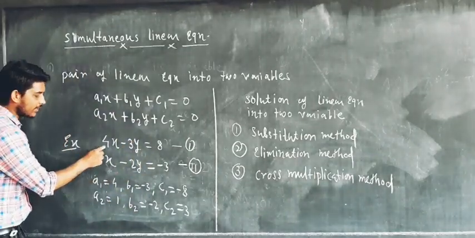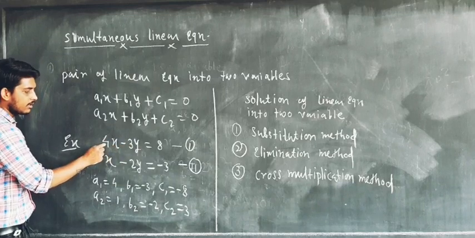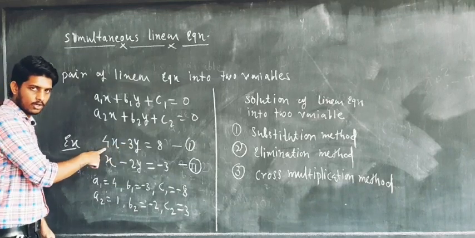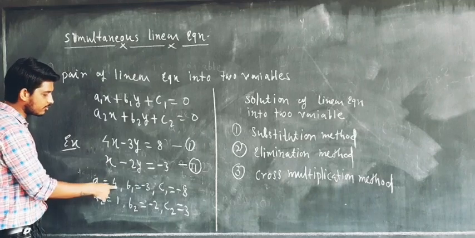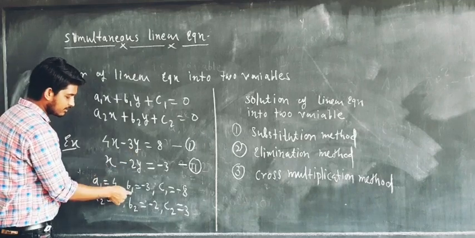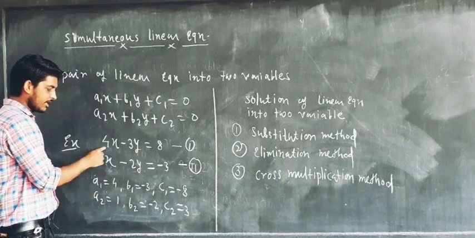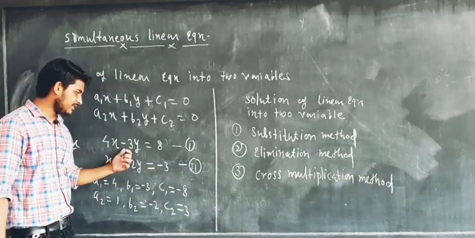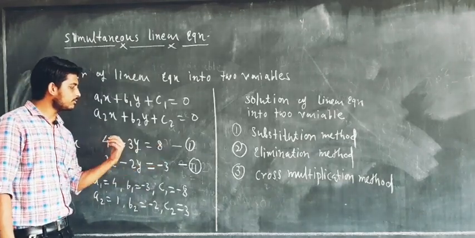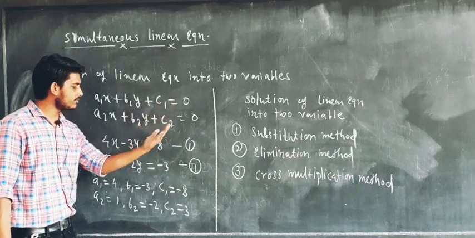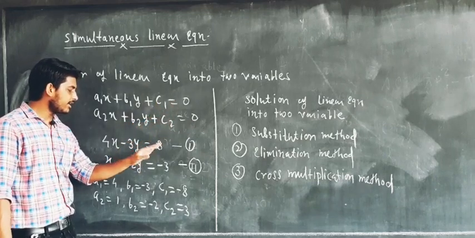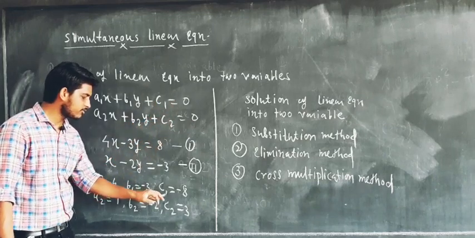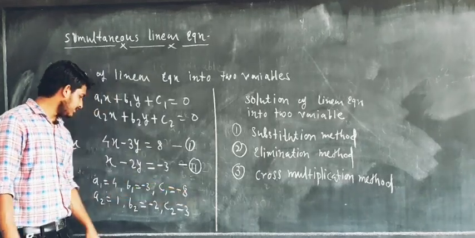So what is the value of a1? In the first equation, the coefficient of x is called a1, so the value of a1 is 4. b1 is minus 3. a1 is 4, b1 is minus 3, and plus 8 will come to the other side, where the 0 is, so it will become minus 8. So the value of c1 is minus 8.